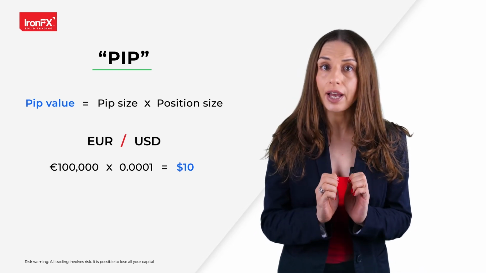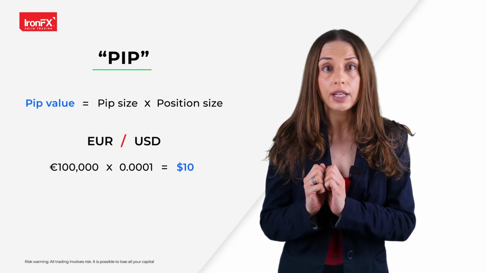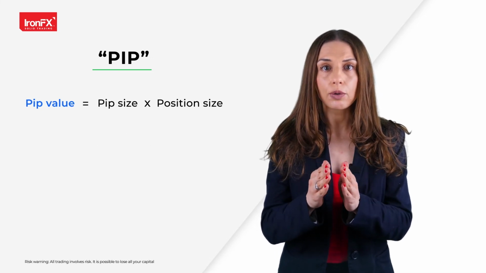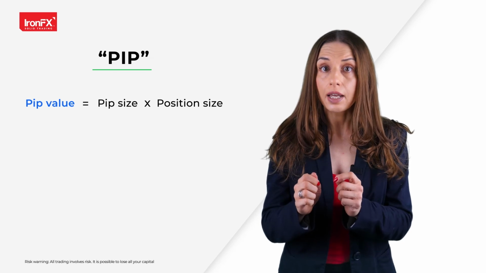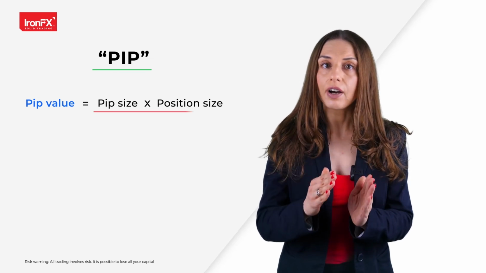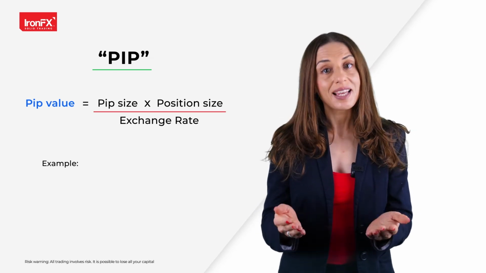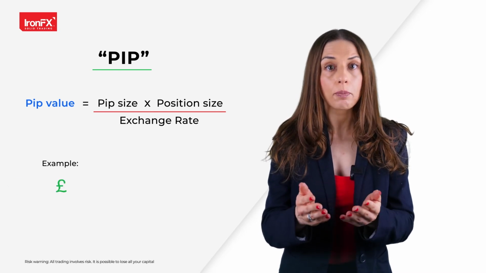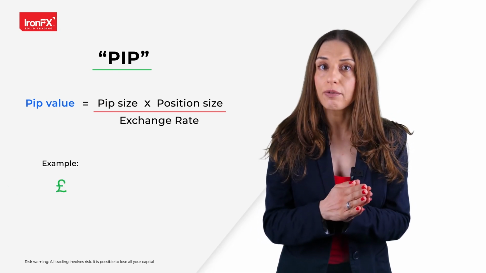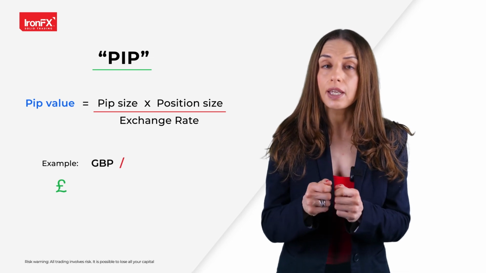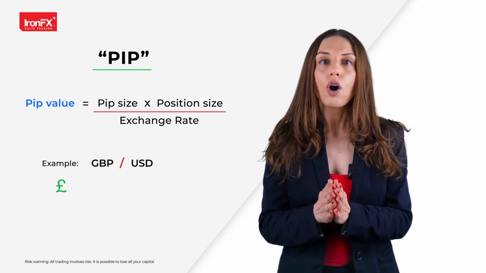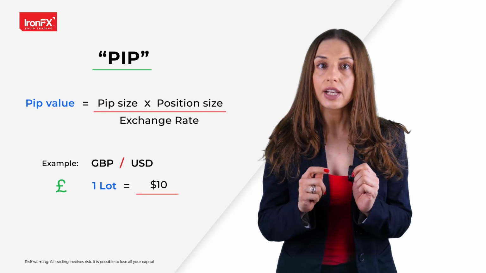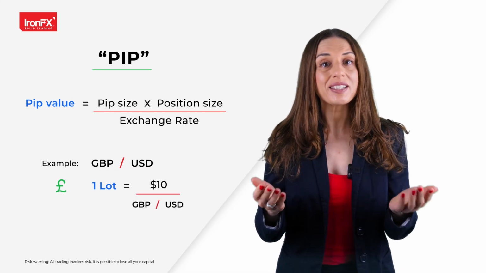If I want to convert the pip value back to the base currency, then I only have to divide the pip value by the current exchange rate of the preferred trading instrument. This will mean that pip value equals the pip size times the position size divided by the exchange rate. For example, if my account is in pounds and I want to know the pip value in pounds, I change the dollar pip value using the GBP USD rate. So for 1 lot of GBP USD, it would be $10 divided by the current exchange rate of GBP USD.